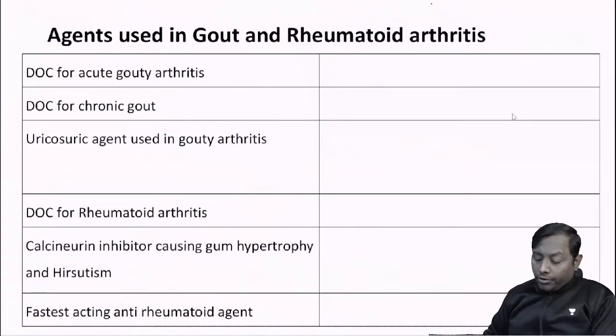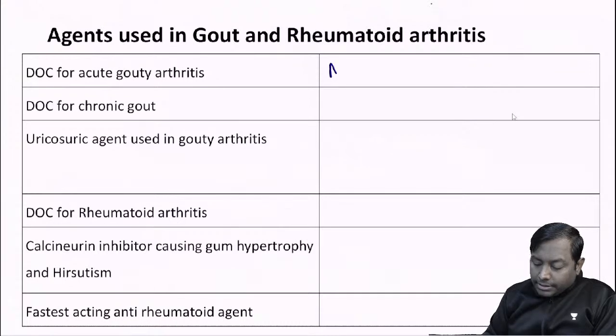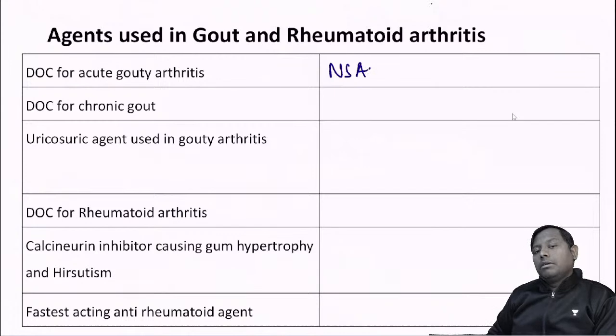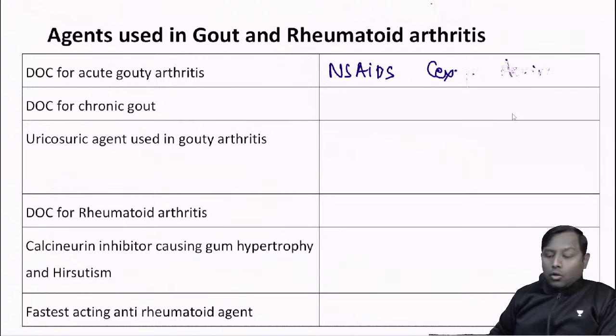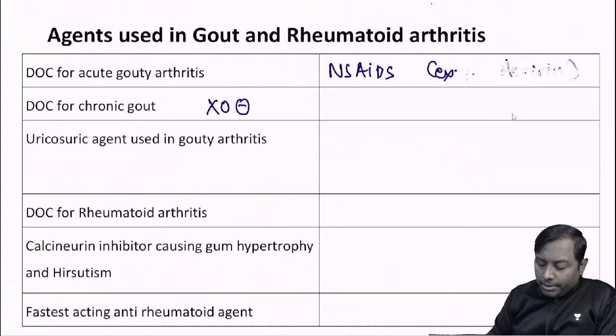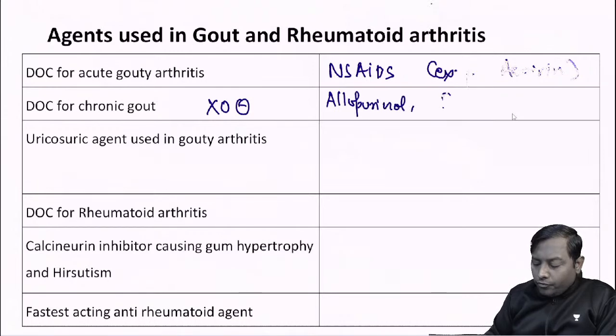Drug of choice for acute gouty arthritis, you can use drugs like your NSAIDs. Please do remember that you do not use aspirin. Exception is your aspirin. Chronic gout, you will be using xanthine oxidase inhibitors, drugs like your allopurinol, which I have already told you in the previous slide. Allopurinol, febuxostat, which everyone is aware.